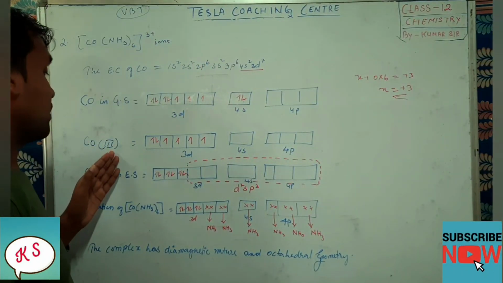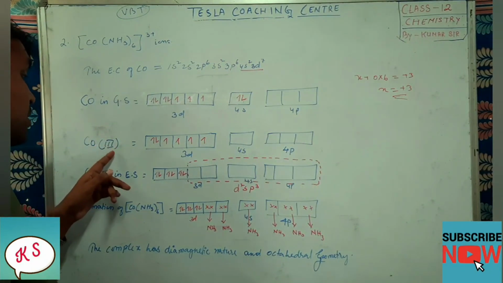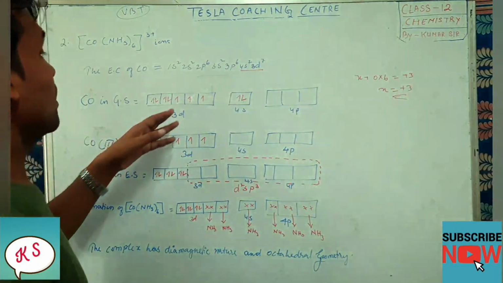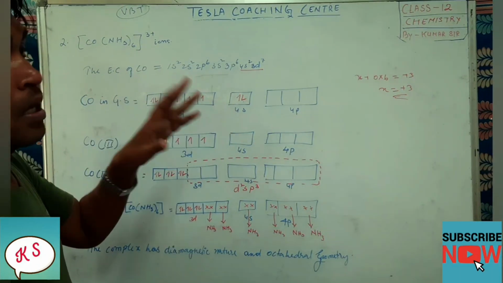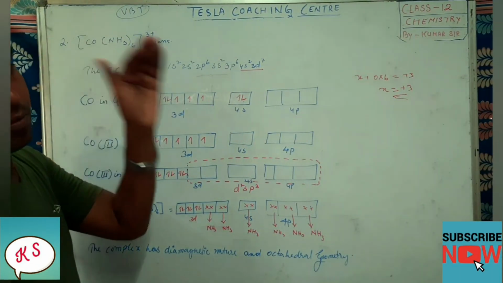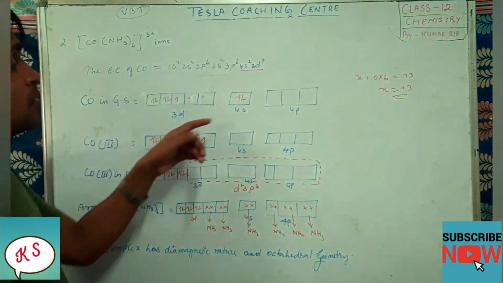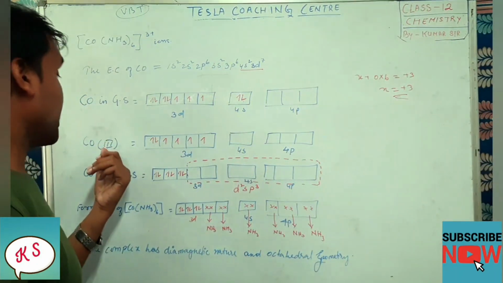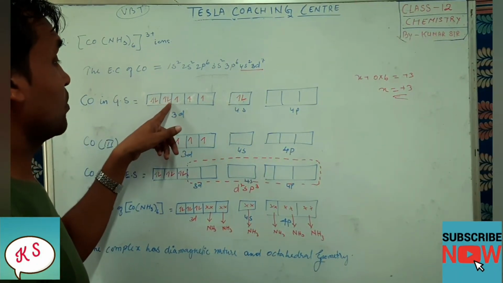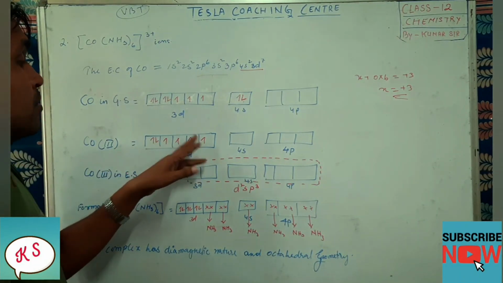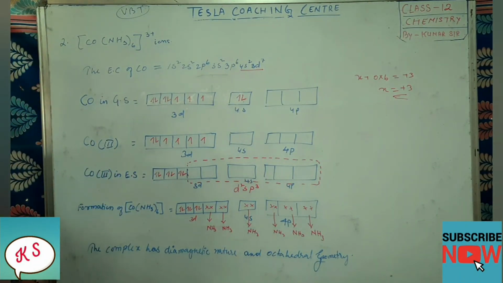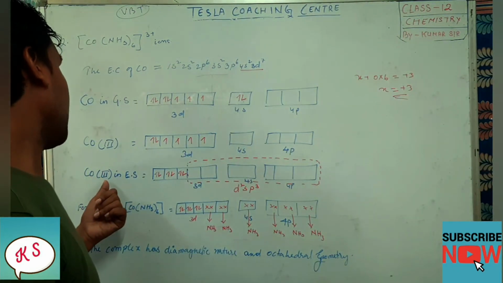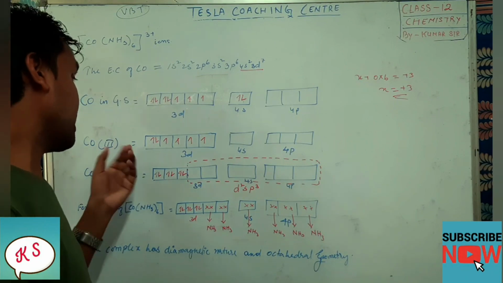Now cobalt in +3 oxidation state. That means cobalt is going to lose 3 electrons. When we lose the 3 electrons, always remember the electrons will first be lost from the outermost, then it will come inward. So the outermost is 4s. From 4s we will lose 2 electrons, and it is 3, so one more will be lost from 3d. So now 6 electrons are left in 3d, and in 4s there are nil electrons. This is cobalt in +3 oxidation state in the ground state.